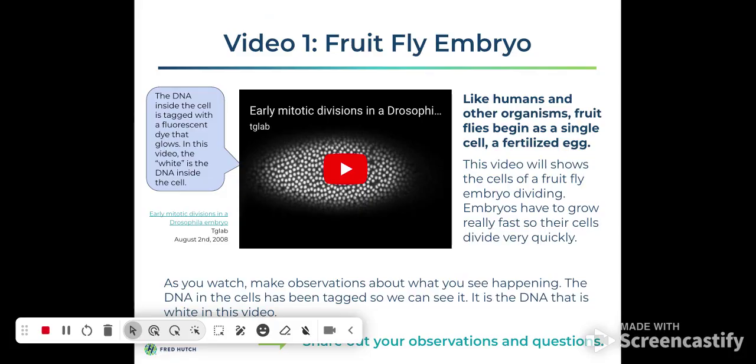They have to grow really quickly, so their cells divide very quickly. The reason we're able to see these is because the DNA inside the cell is tagged with a fluorescent dye that glows. So in this video, it might appear white. That's the actual DNA that you're seeing. As you're watching, make some observations about what you see happening. The DNA in the cells that have been tagged, what's going on with the DNA? What do you notice?